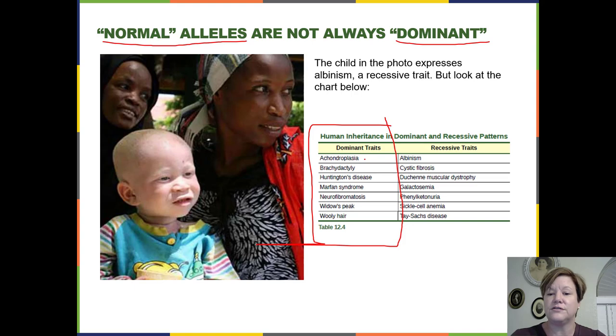So Marfan syndrome, that's a heart defect. Neurofibromatosis, widow's peak, that's just a trait in your hair. Woolly hair, that's a trait in your hair. So some of these are, you know, traits. Some of them are diseases. Albinism, that's on the recessive allele. Cystic fibrosis, muscular dystrophy, galactosemia, phenylketonuria, sickle cell anemia, and Tay-Sachs disease. So what I'm saying is that, especially for the dominant traits, it's important to recognize that unusual traits can be carried on a dominant allele. For some, they are. For some, the trait is carried on the recessive allele, so you can't make any assumption about it. I think that's important.